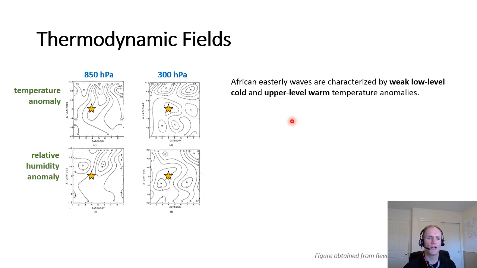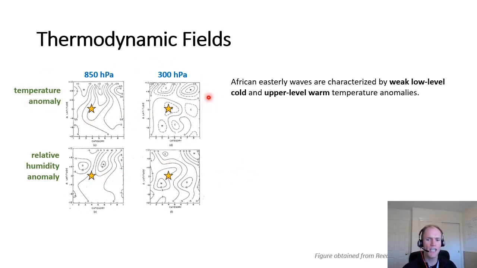So one last diagram. We're going to take a look at temperature anomaly in the top row and relative humidity anomaly here in the bottom row. The first column is low levels, 850 hectopascals, and the second column is upper levels, 300 hectopascals. And the wave center at 700 millibars is again given by the yellow star.